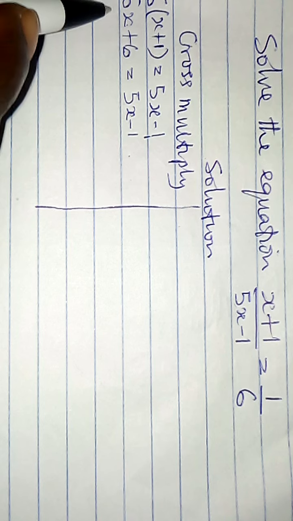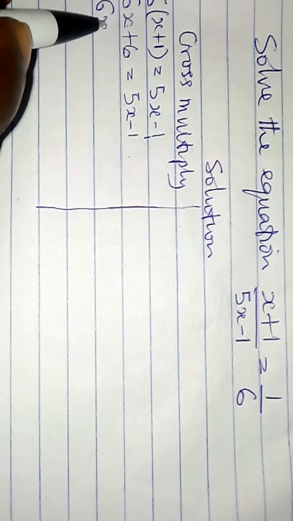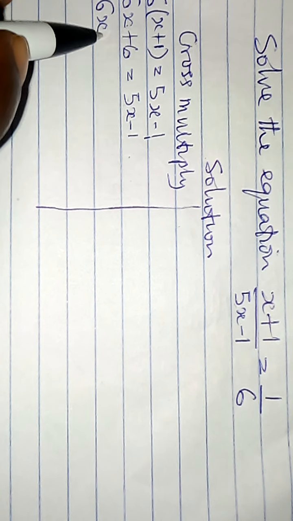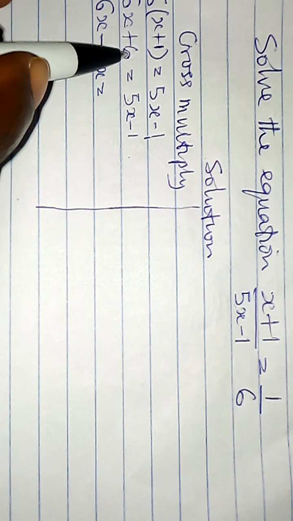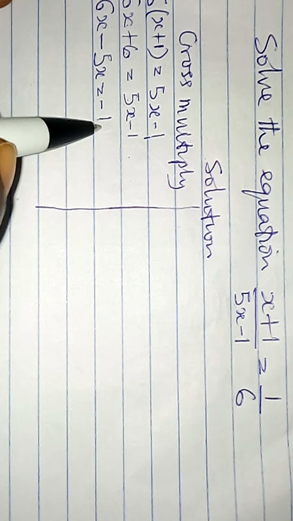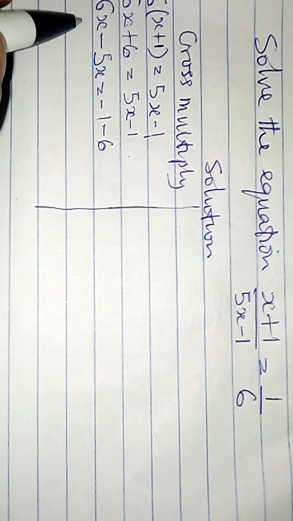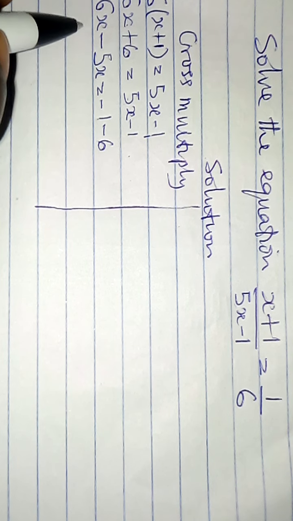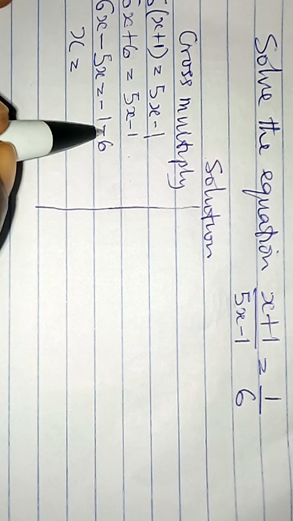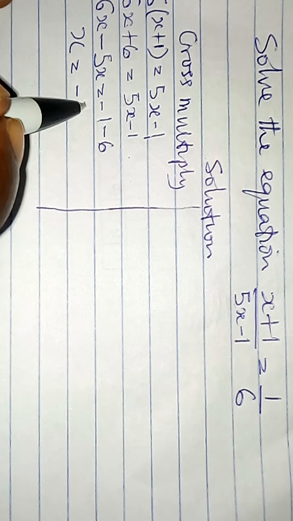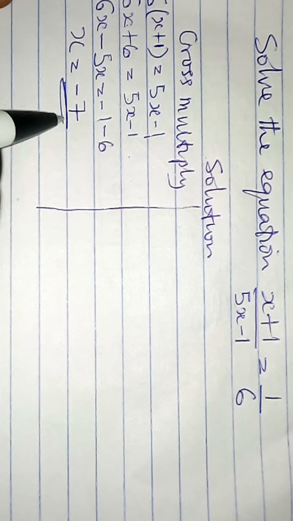So let us write 6x minus 5x is equal to minus 1 minus 6. So on that note, this will give us x equal to minus 1 minus 6 is minus 7, which is our final answer.